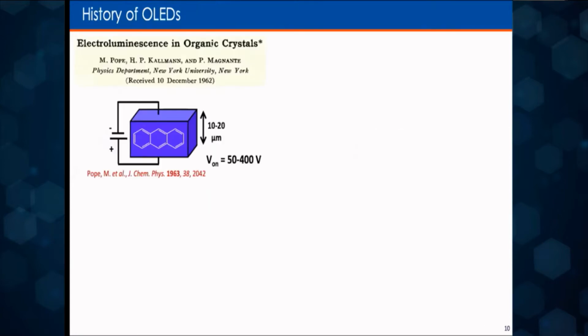So let's look at the history of OLEDs. It started by using anthracene. Anthracene is a simple organic material; it's just a fused aromatic ring of three benzene rings. And you see that Pope, in 1963, just put two electrodes and tried to make electroluminescence out of it.